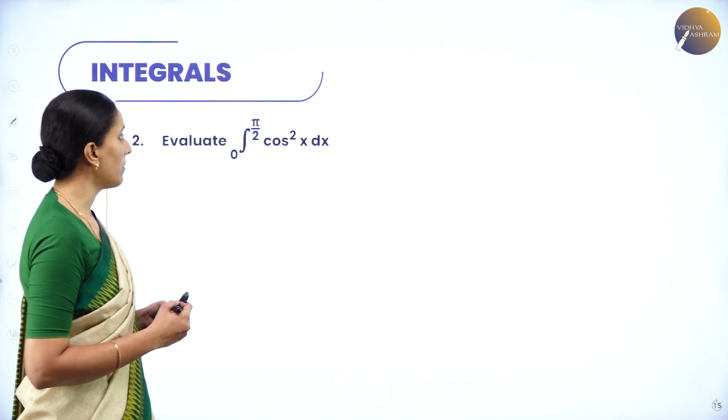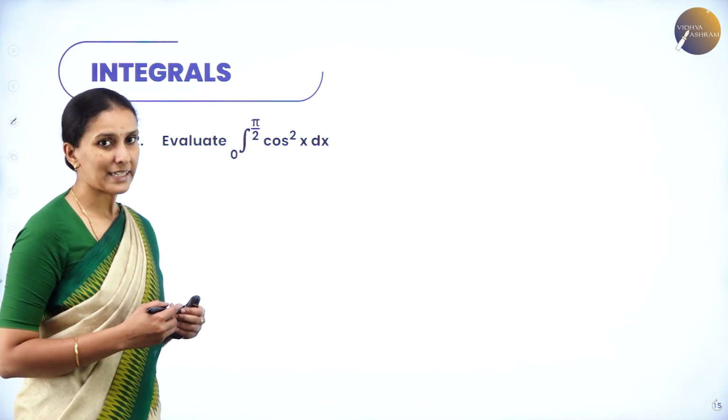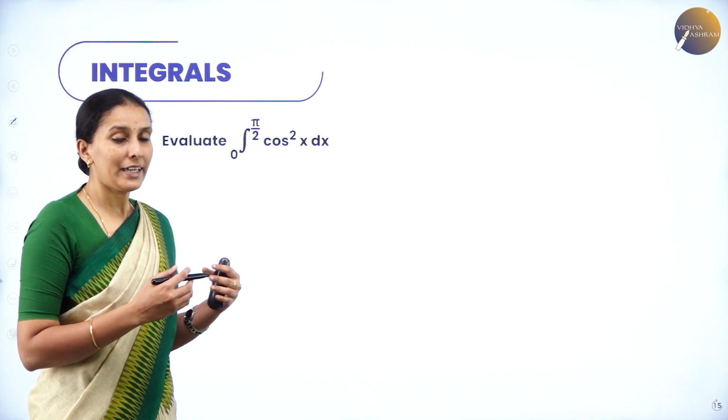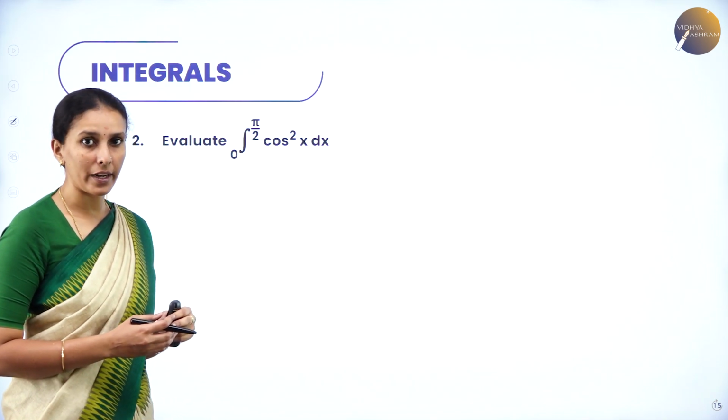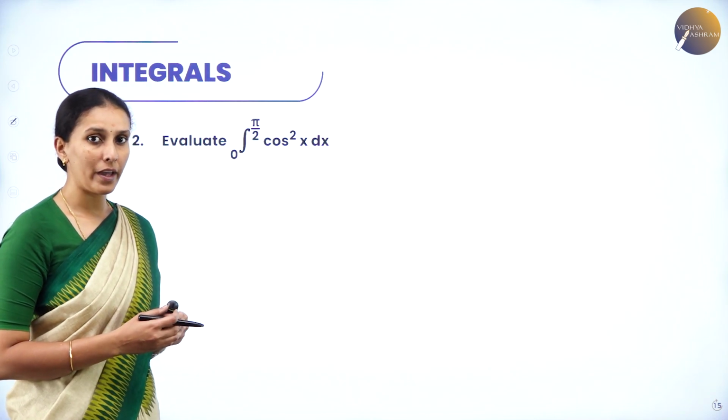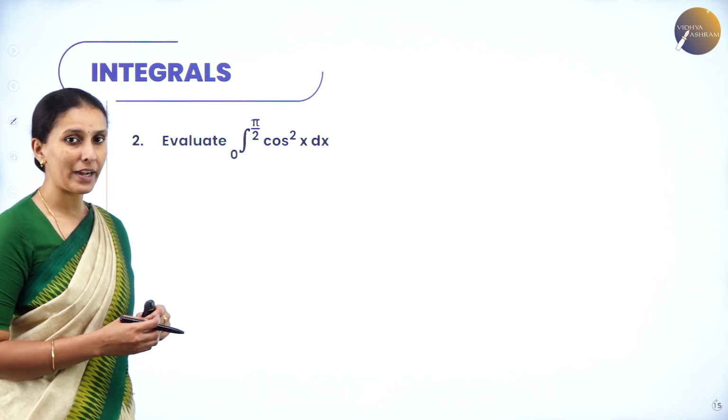Evaluate integral from 0 to pi by 2 cos square x dx. So we do not have any direct integration or any standard integral for the function cos square x. So we can replace cos square x by using some other trigonometric identities.